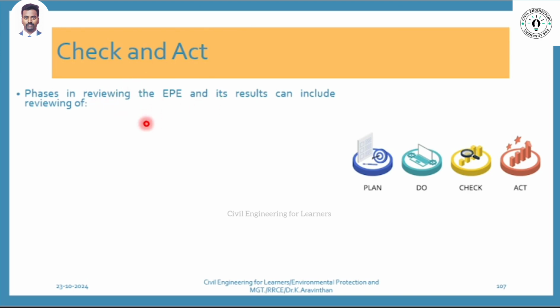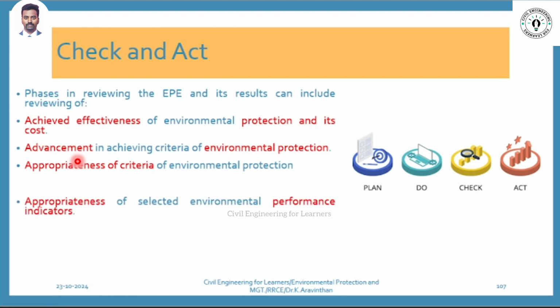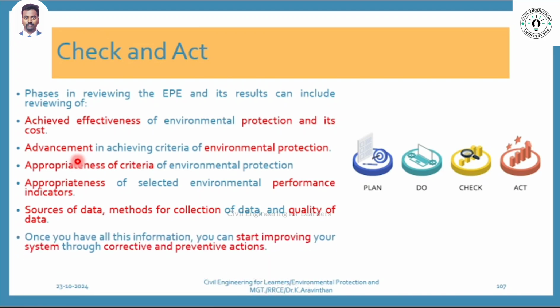Like that, there should be a review. It might be in an environmental audit or management review. So achieved effectiveness, how much achievement they have done, advancement. Is there any process or technology for manufacturing? Either they have improved, they will check, and appropriateness, source of data. If they are collecting this much data, there might be sources. How they collect water, how much water they consume, how they collect, there is a source. Method of collection and quality of data. These things come under check and act.